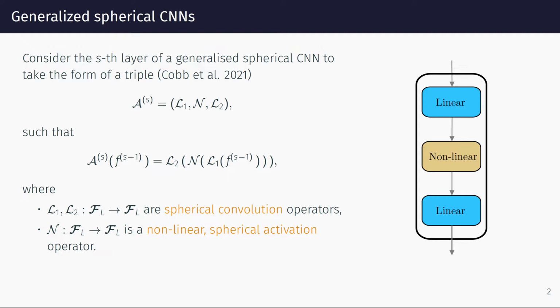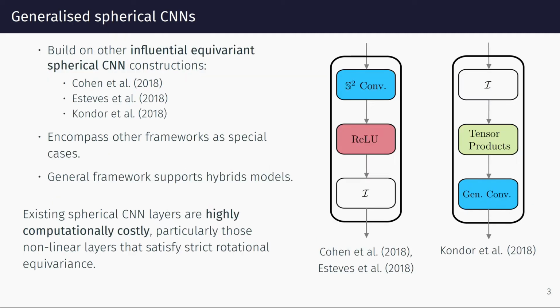In this work, we develop a generalized spherical CNN framework, which comprises three components, including convolution and nonlinear activation operators defined inherently on the sphere. The framework builds on numerous influential spherical CNN constructions by Cohen, Esteves, Kondor, and collaborators, and supports hybrid models that allow different types of spherical CNN layers to be leveraged alongside each other.